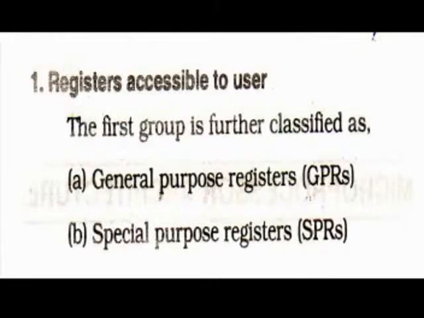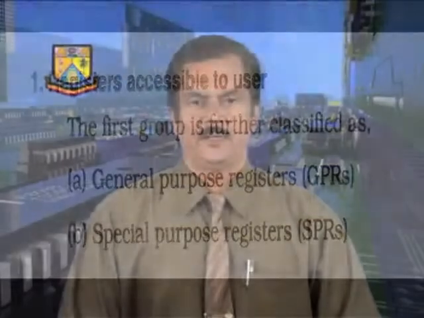The first one being the general purpose registers, shortly called GPRs, and the second type is the special function registers, shortly called SPRs. First we consider what are the general purpose registers in 8085. There are only 6 general purpose registers in 8085. They have a name. All these registers are 8-bit capacity. That means 8-bit, that is 1 byte of data, can be stored in them.